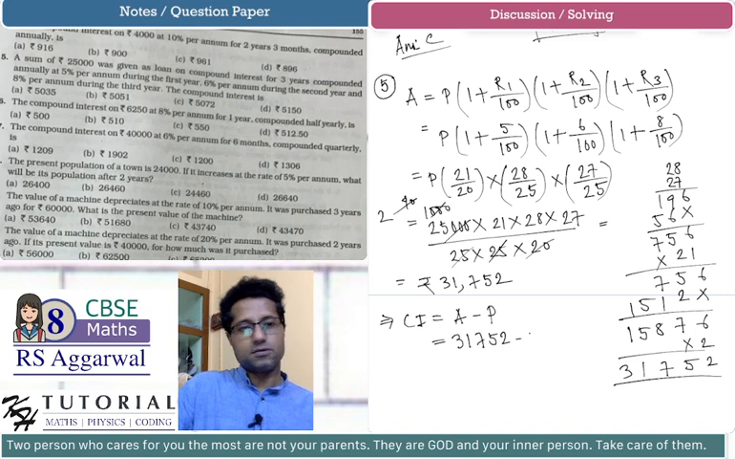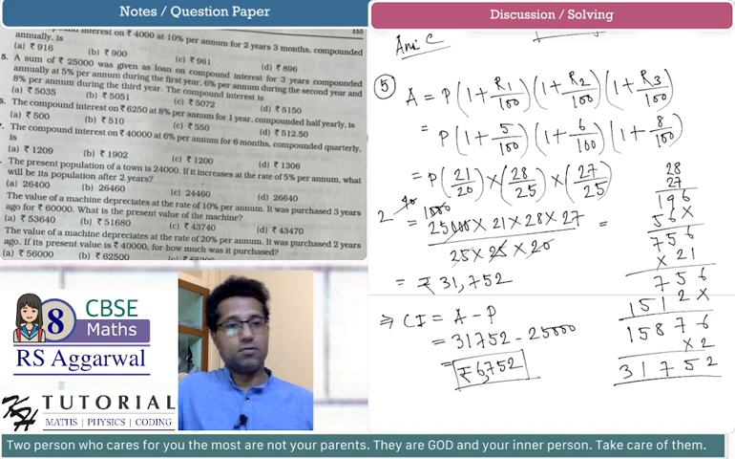31752 minus 25,000. So this is equal to 6752 rupees. 6,752 is the compound interest, and it is not there in the choice. So I might have done some calculation mistake.